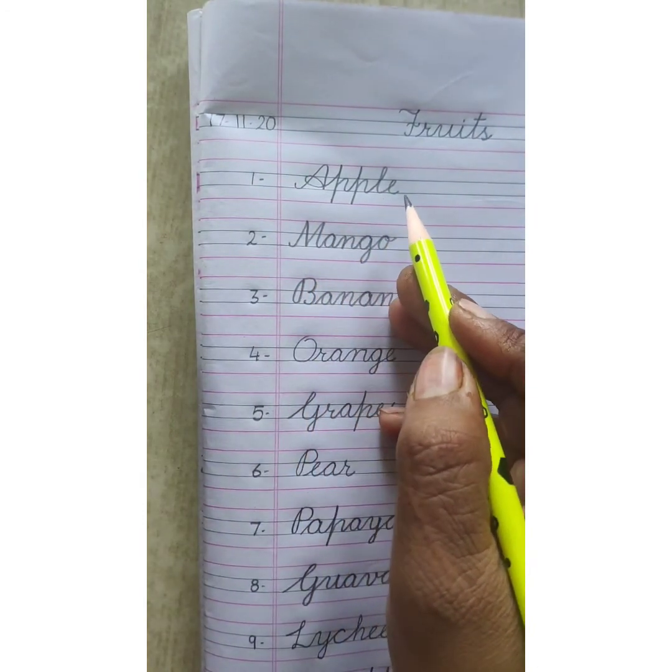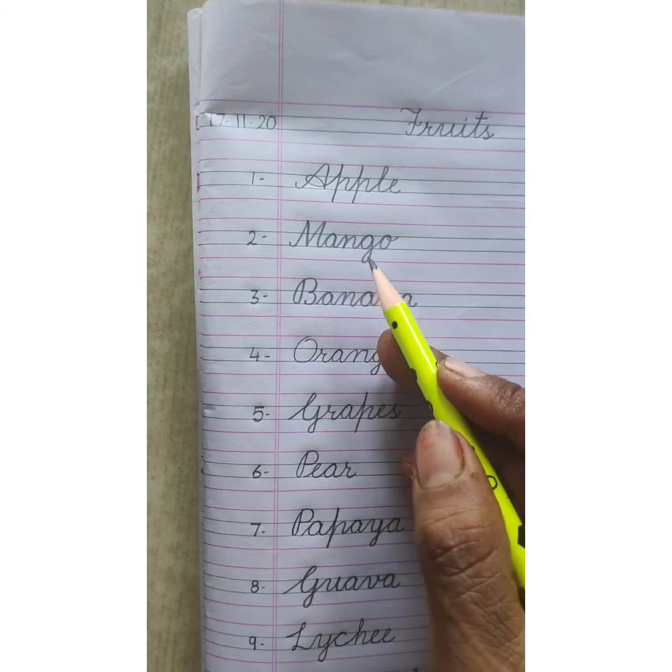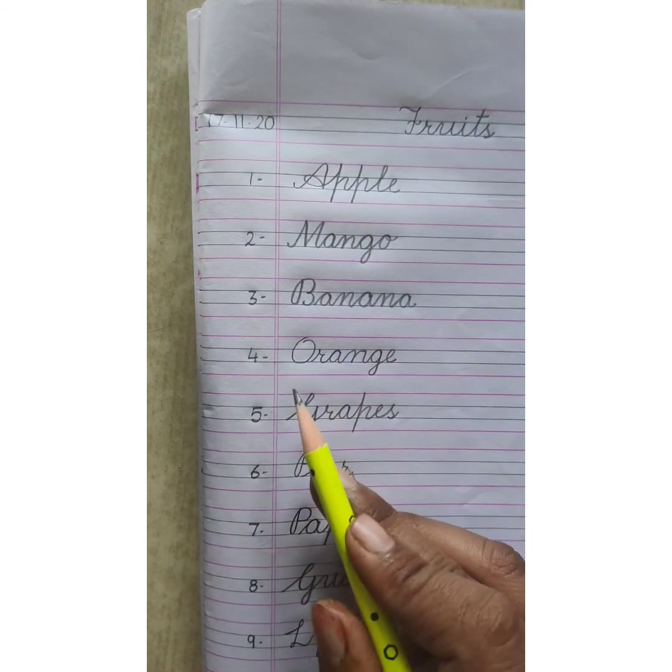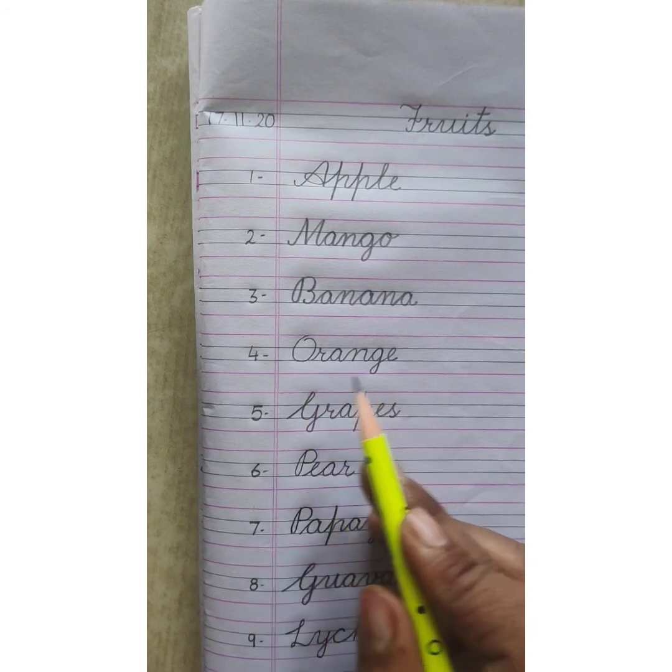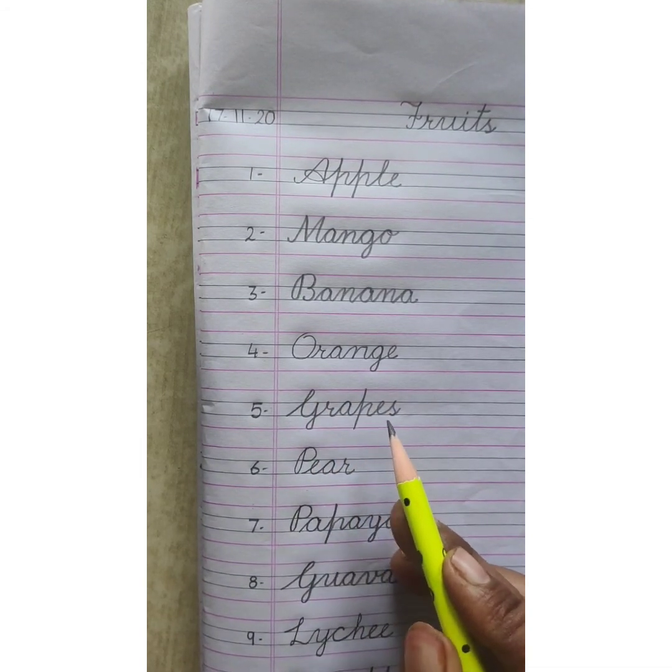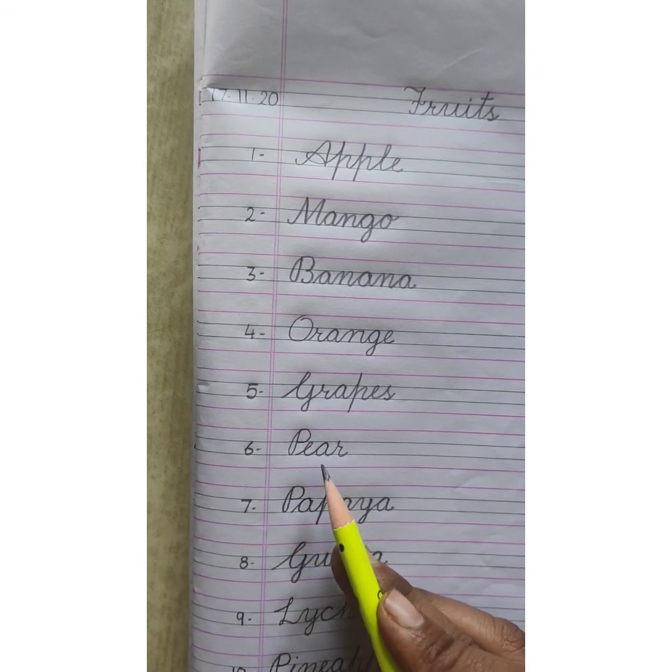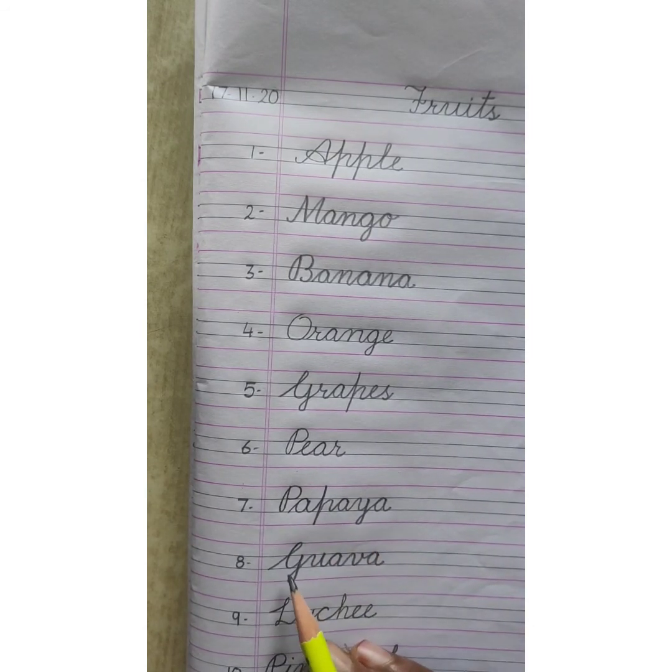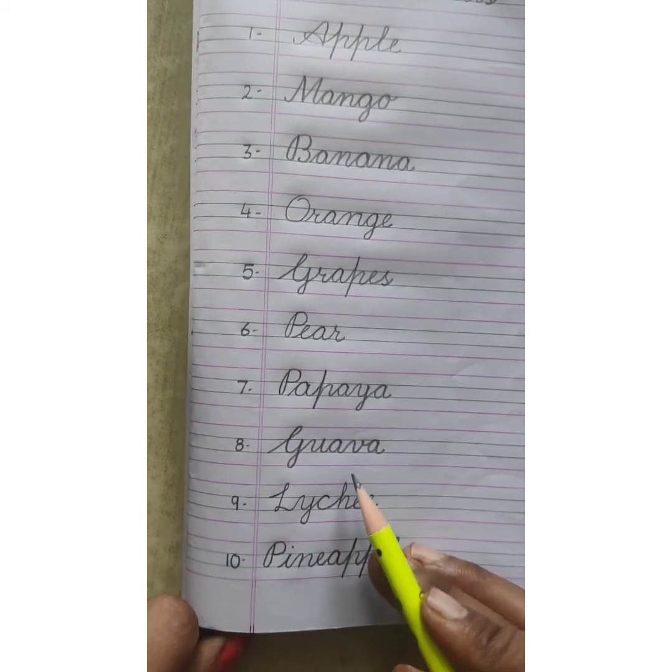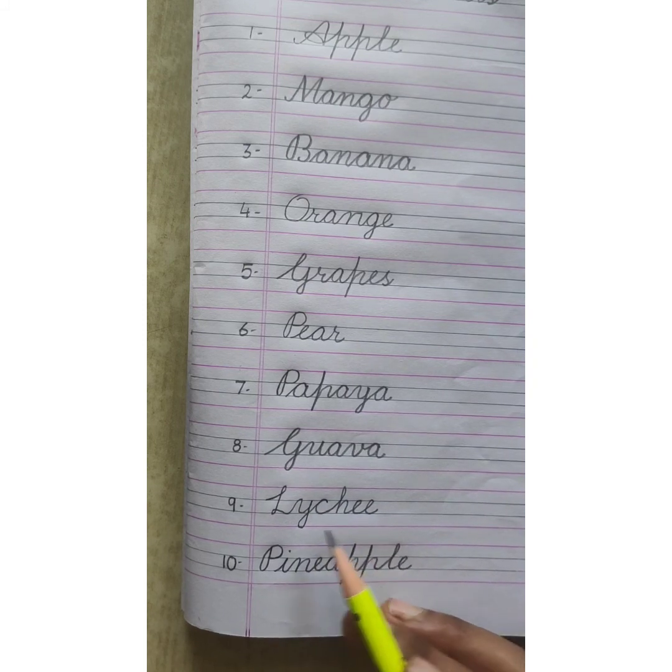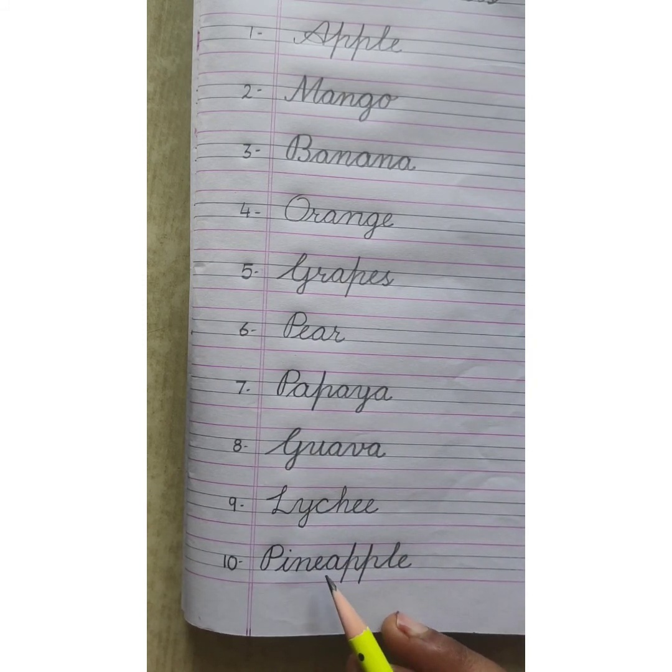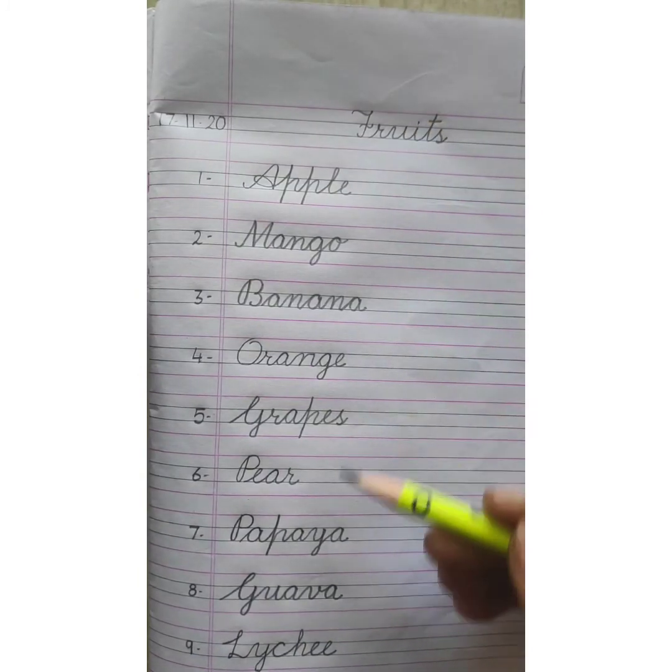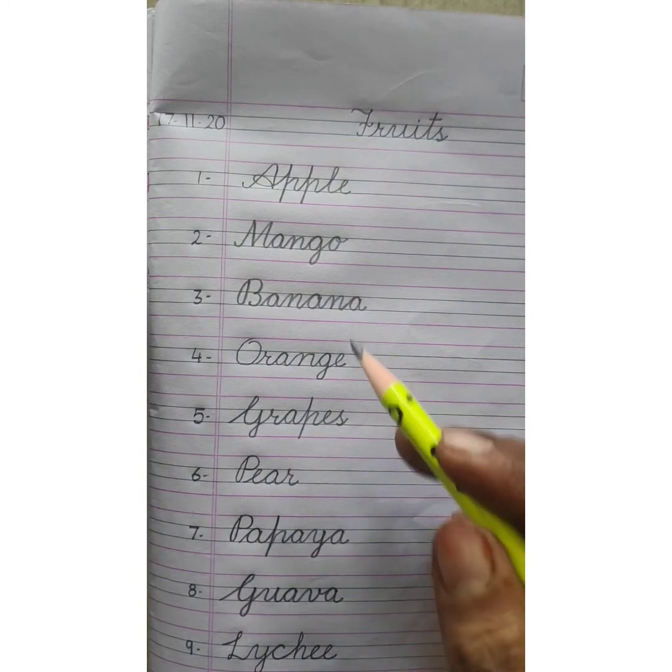Now all of you read once again. A P P L E, apple. M A N G O, mango. B A N A N A, banana. O R A N G E, orange. G R A P E S, grapes. P E A R, pear. P A P A Y A, papaya. G U A V A, guava. L Y C H E E, lychee. P I N E A P P L E, pineapple. Children, all of you, write these words in your EVS copy and learn these spellings.